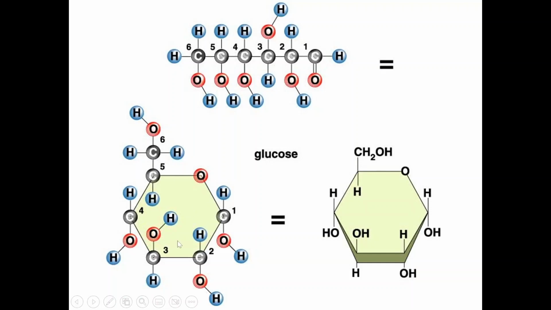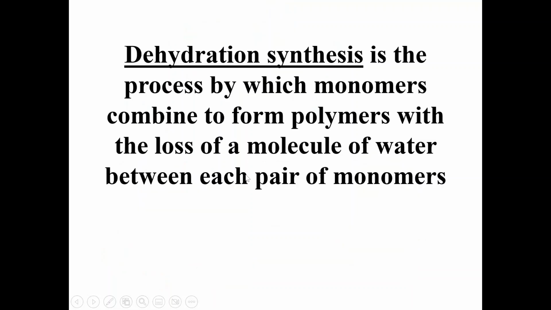It is just this little molecule right here of glucose. That's all it is, right? But we want to be able to combine it with other monomers to make that large polymer. And how do we do that? Well, we have this thing called dehydration synthesis.